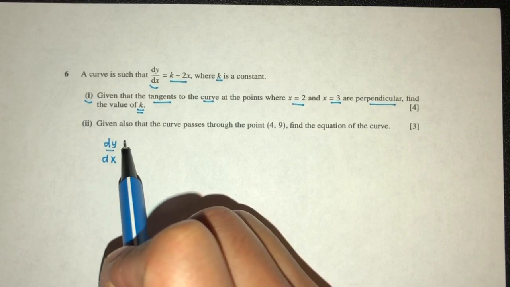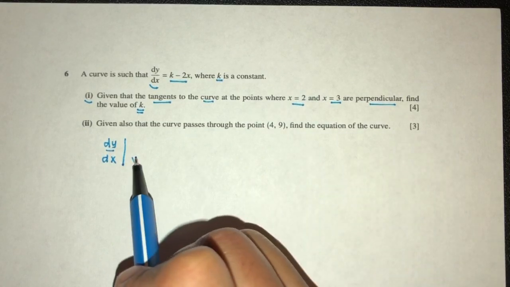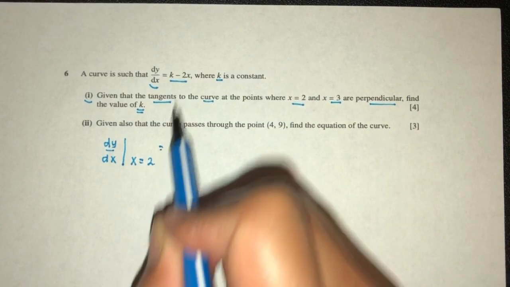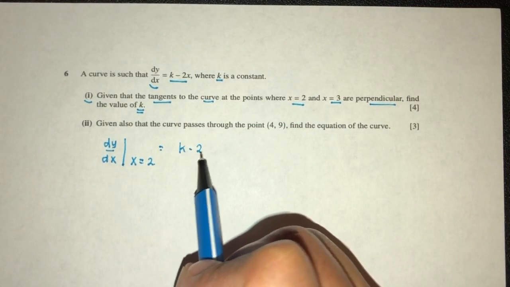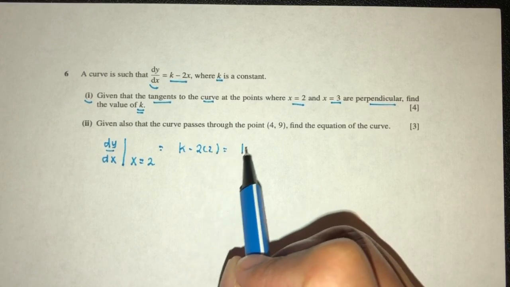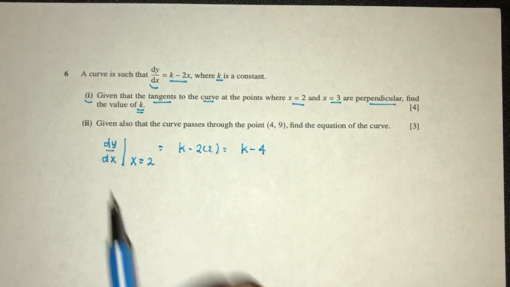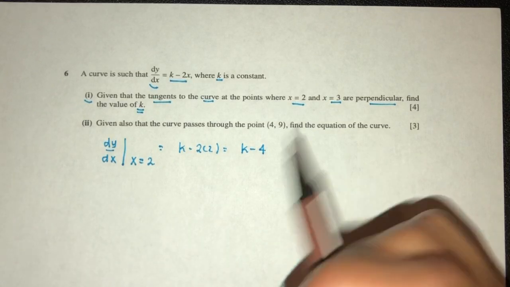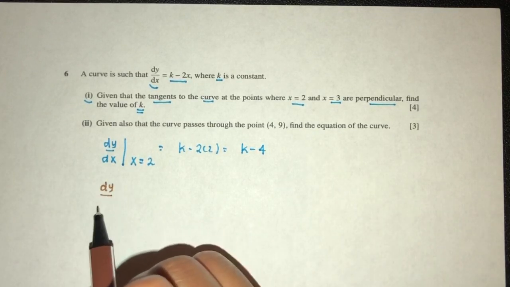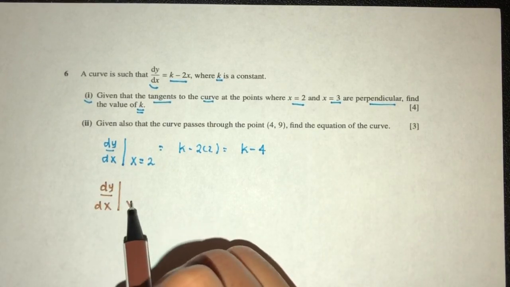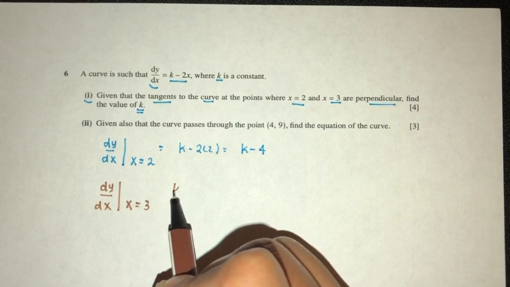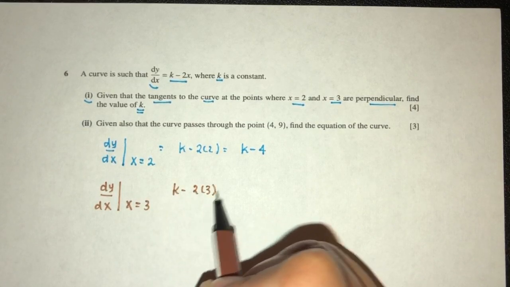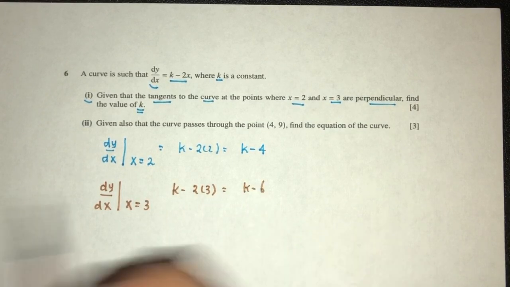So we know that the gradient at this point is what? It has to be k minus 2 times 2. That should be k minus 4. That's the gradient at this point. How about this one now? Same steps. dy by dx at the value of x equal to 3. That will be k minus 2 times 3. That should be k minus 6.